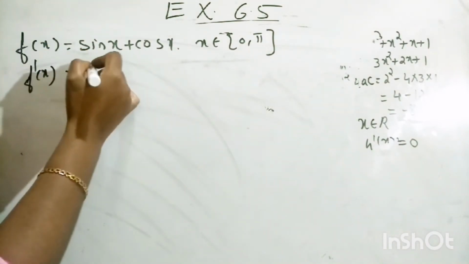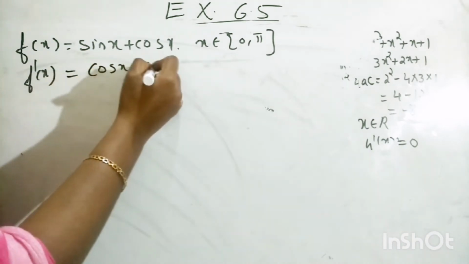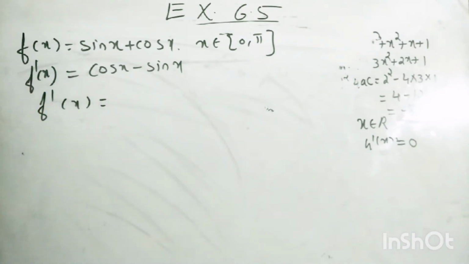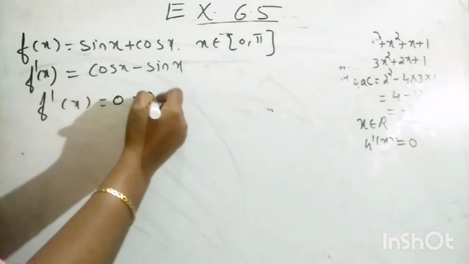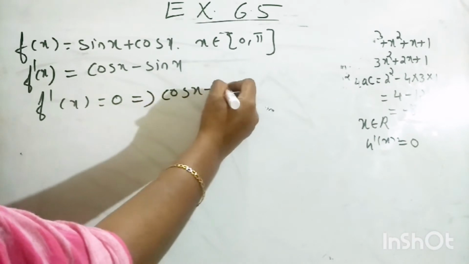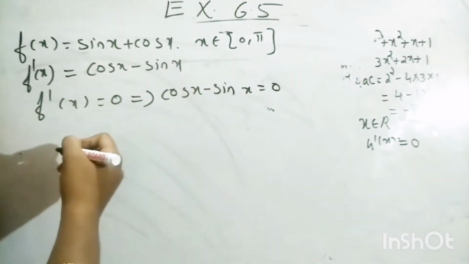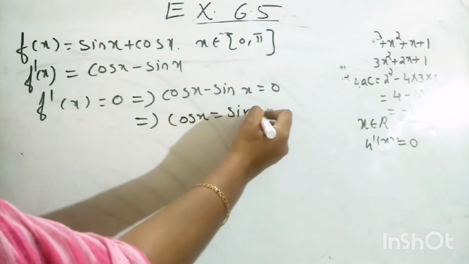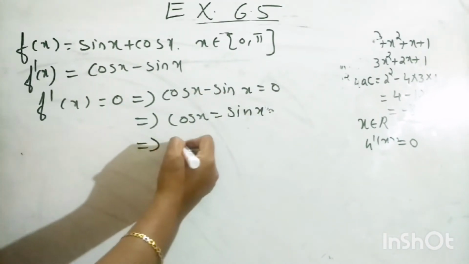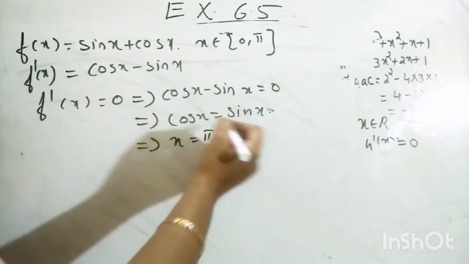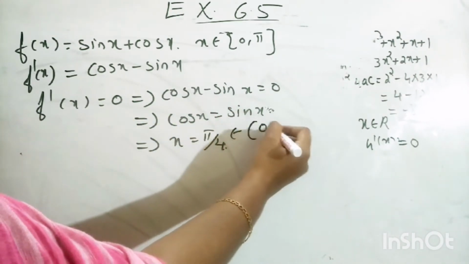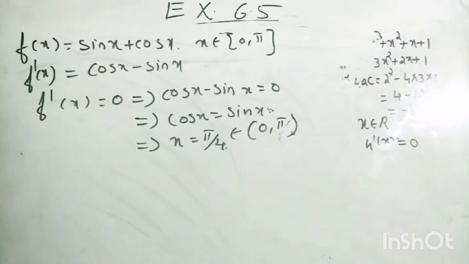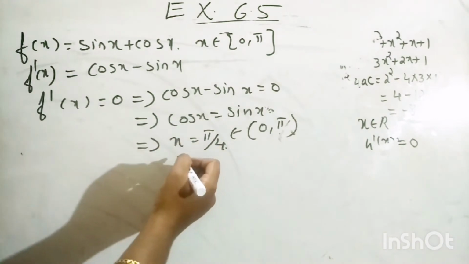So f dash of x is equal to cos x minus sin x, and thus f dash of x equal to 0 implies cos x minus sin x is equal to 0, and that implies cos x is equal to sin x, and it implies x is equal to pi by 4. It belongs to the interval [0, pi], and we got the critical point.